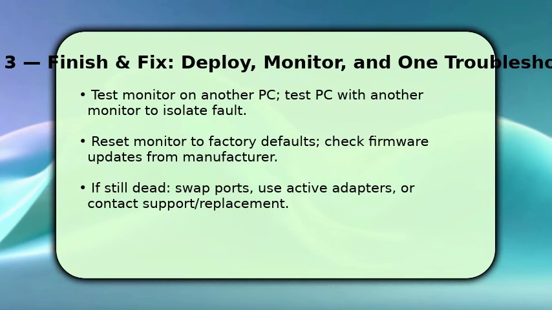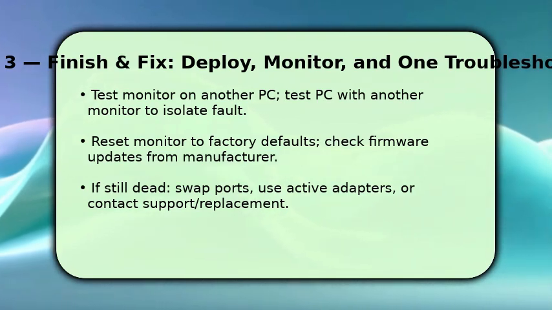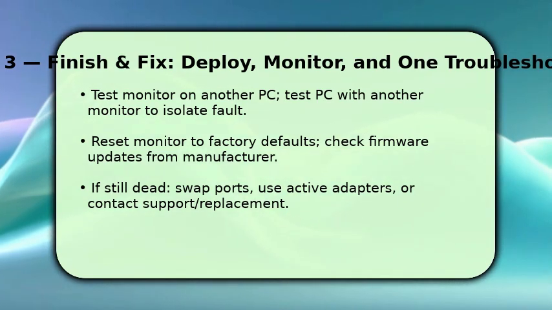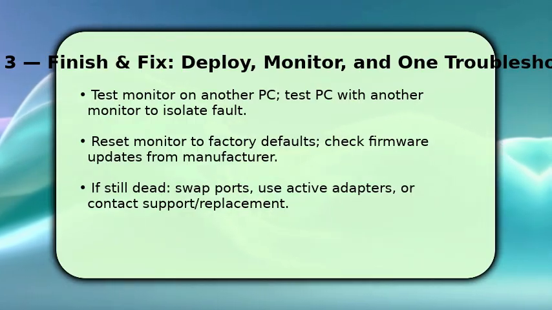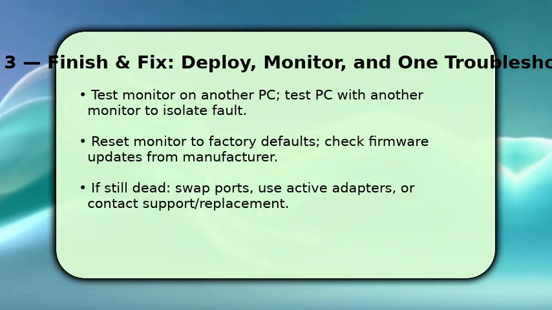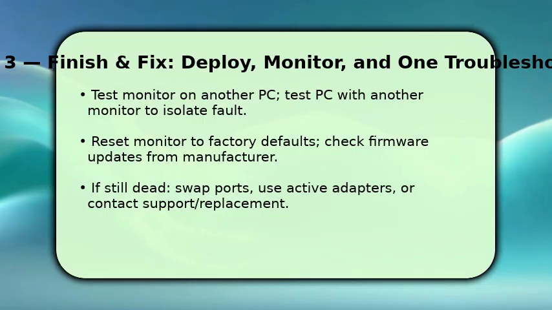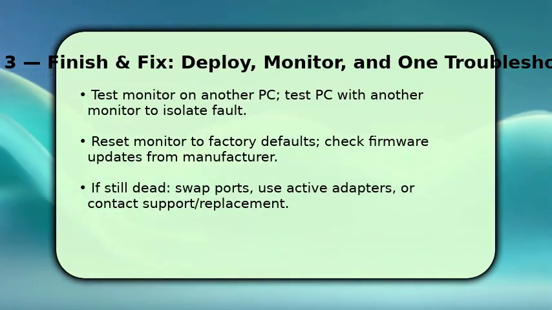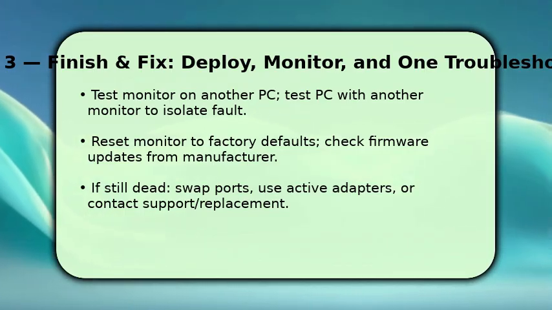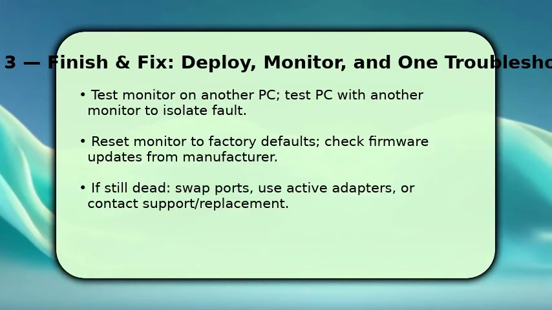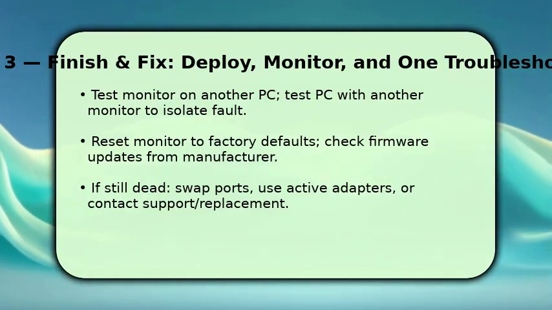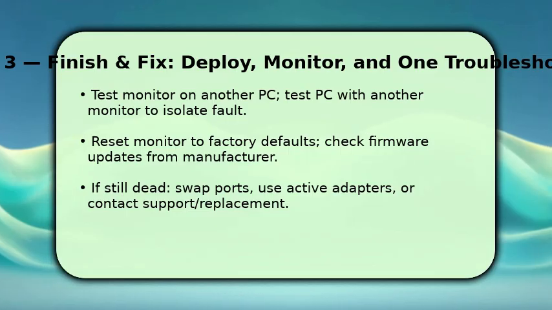Finish by isolating hardware to confirm the culprit. Plug the monitor into a different PC and plug a known good monitor into your PC. This tells you whether the display, cable, or PC is at fault. Reset the monitor to factory defaults and check for firmware updates from the maker. If nothing changes, try different ports or use an active adapter for signal conversion, especially with USB-C or mini DisplayPort. Troubleshooting tip: if intermittent, swap cables and ports first. Intermittent faults usually mean hardware.